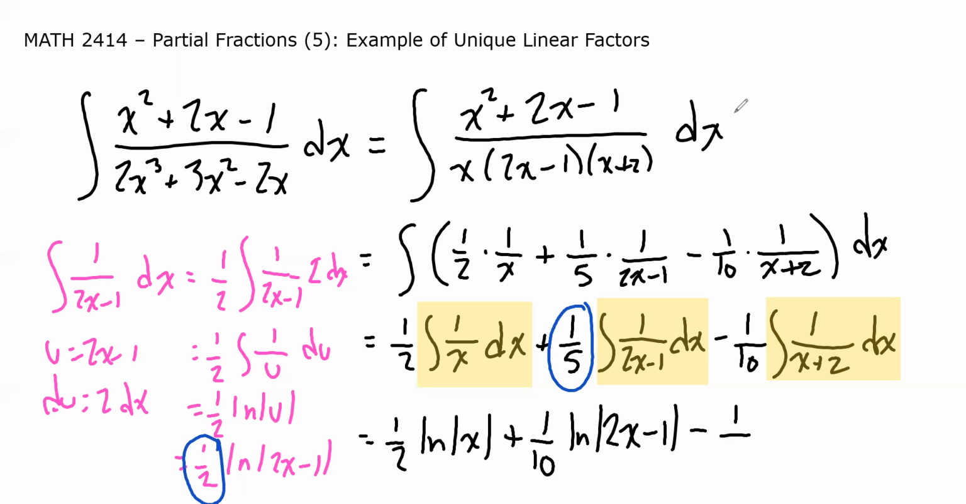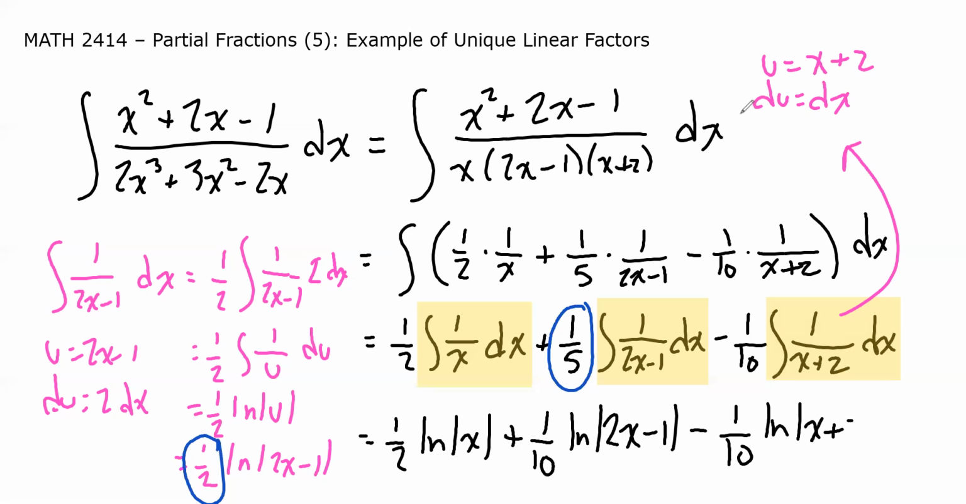Then minus 1 tenth. We could do a u substitution on the next one, but this is also something worth mentioning. If your substitution leads to du equals dx, don't even bother doing the substitution. There's never a balance to do. Just change du to dx and do your integration rule. The integration rule here is still natural log, so we get natural log absolute value of x plus 2, and then finally plus C for the whole thing.